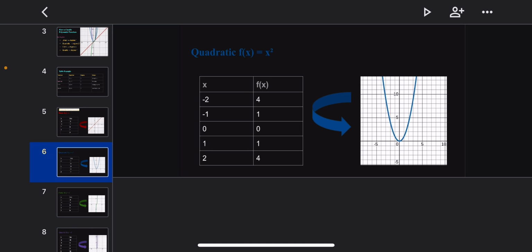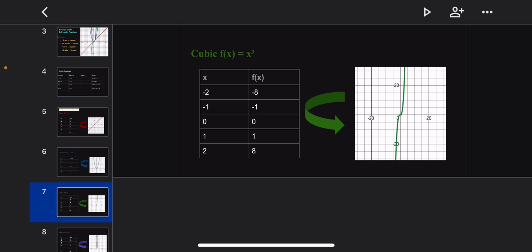Quadratic function. The same idea. You just evaluate the x values and raise them to the power 2. Minus 2 to the power 2 equals 4. Minus 1 squared equals 1. 0 squared equals 0. 1 squared equals 1. 2 squared equals 4. Notice that there are no negative y values when the parabola is in the shape of a happy face. This will be a detailed topic later.